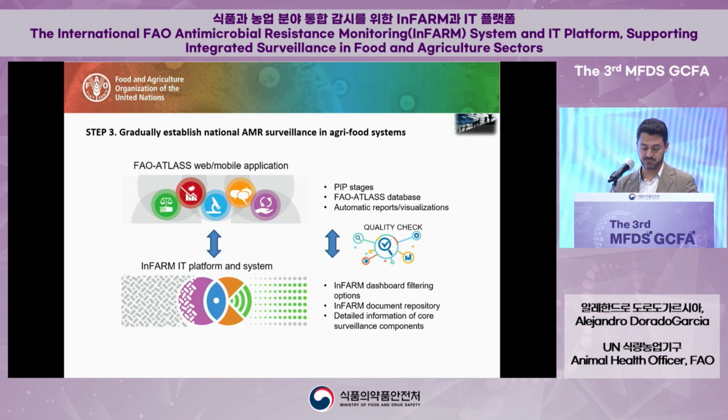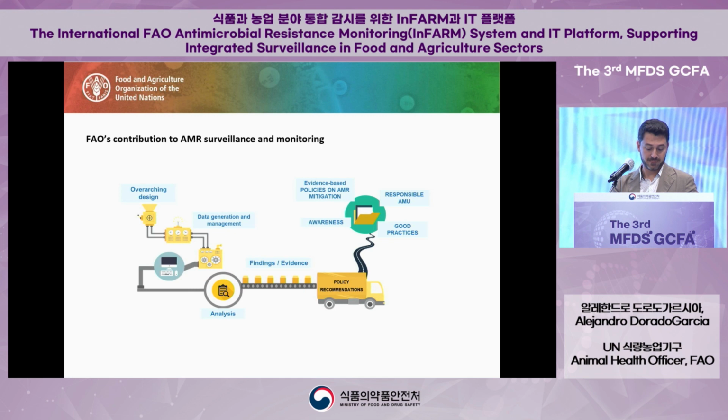And just to close, FAO is contributing to surveillance and monitoring in all these different steps. So we are providing support to countries in the overarching design, so countries can design their national surveillance programs, but also we are supporting countries in the data generation and management of the data, now with this HUNET letter of agreement just signed. We are also supporting countries now with the Inform Data Platform for the analysis.